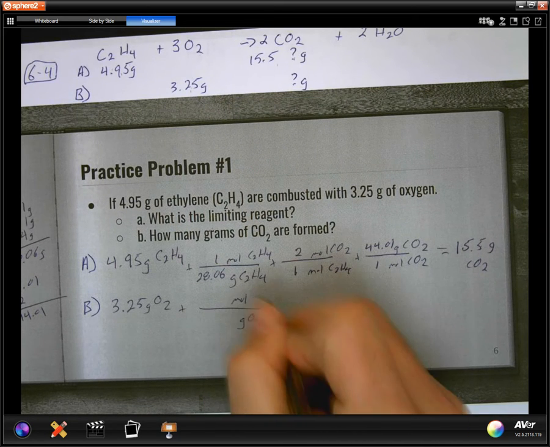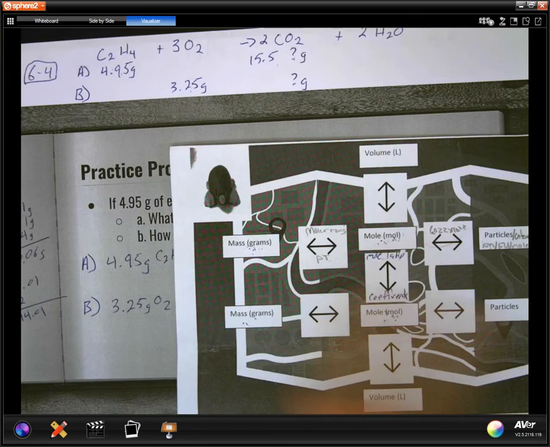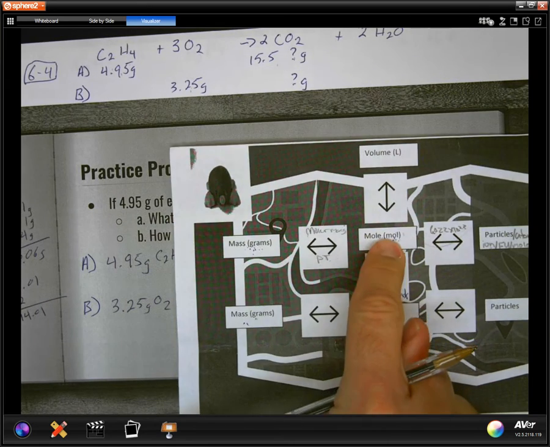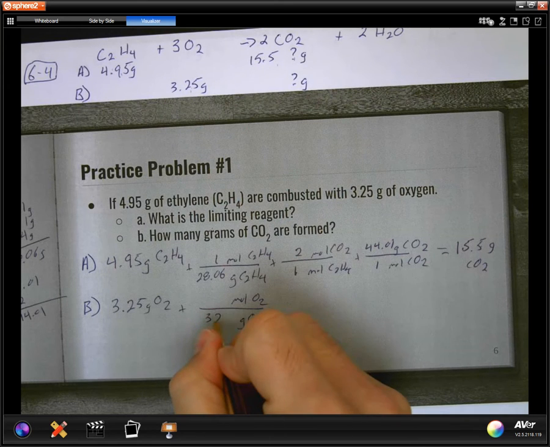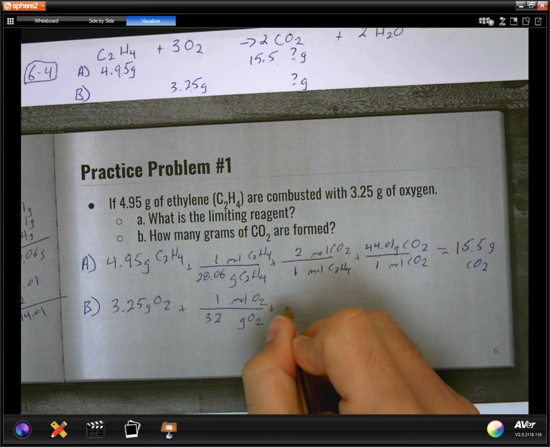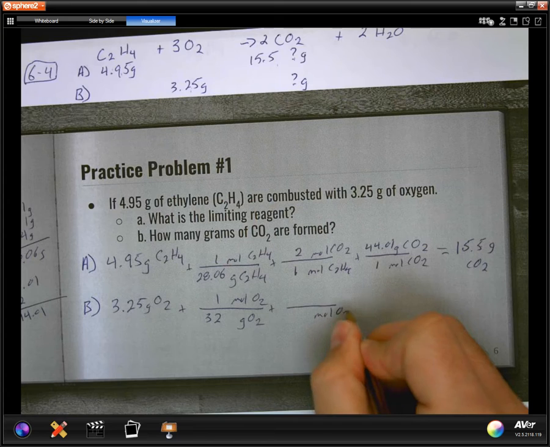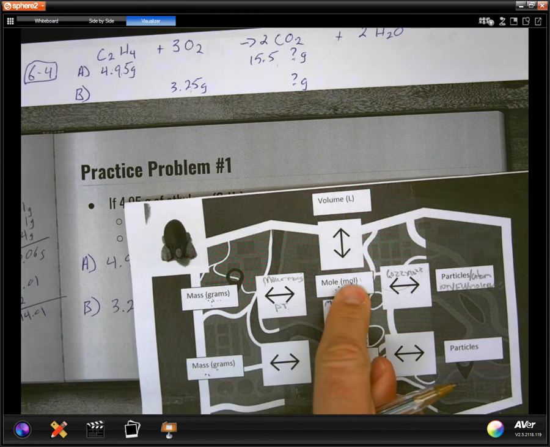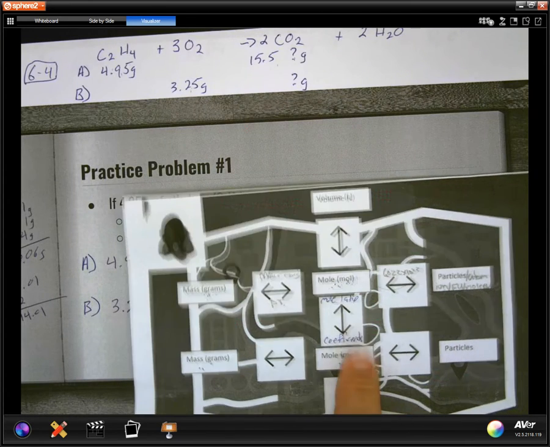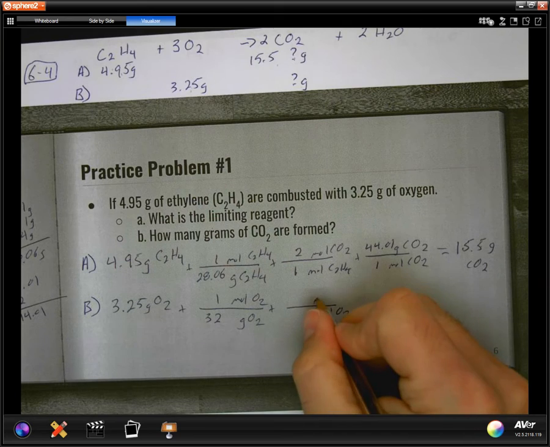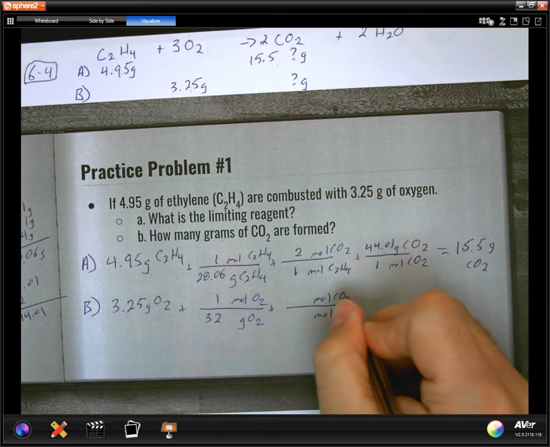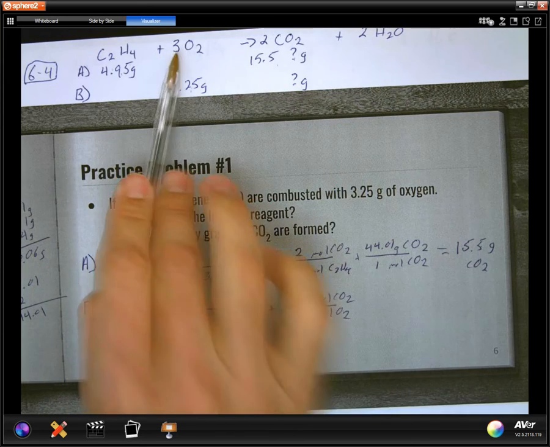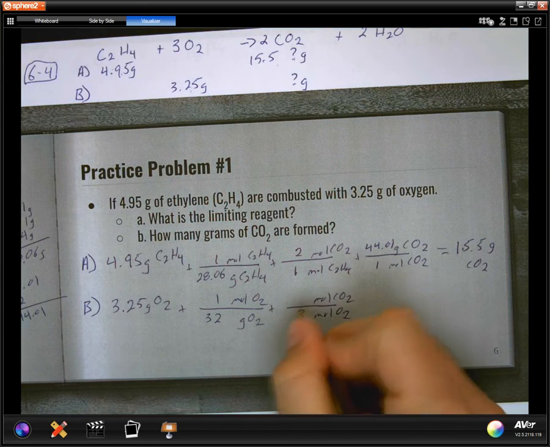I know from grams of something, the only place I can go is the moles of that same something. Again, oxygen's 32. We can look on our periodic table, do that one quickly in our head. Follow our units. Now that I'm in mole of O2, I want to convert to mole of a different chemical. That different chemical is going to be from mole of oxygen to mole of carbon dioxide. And I see again, 3 to 2 is my ratio.